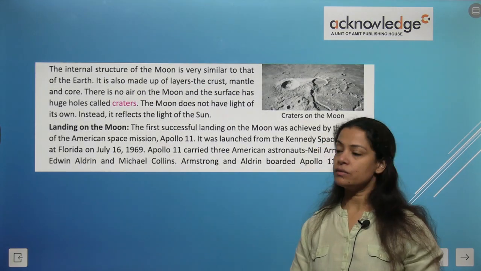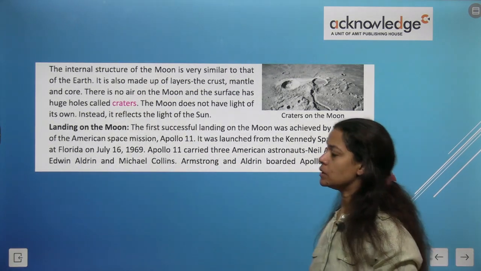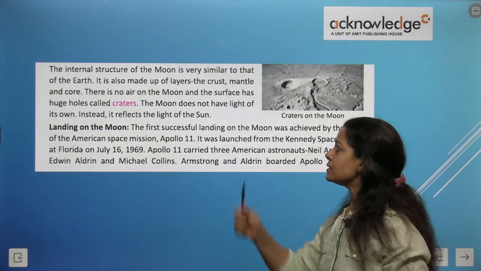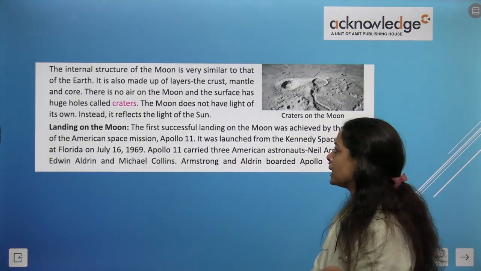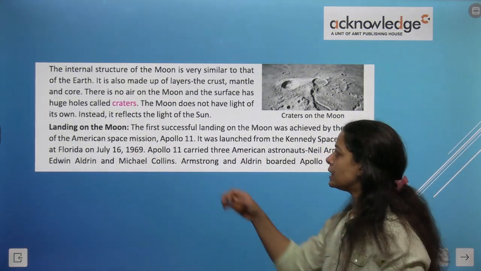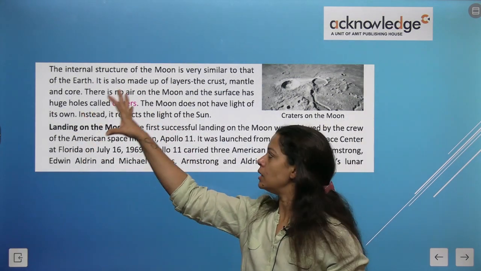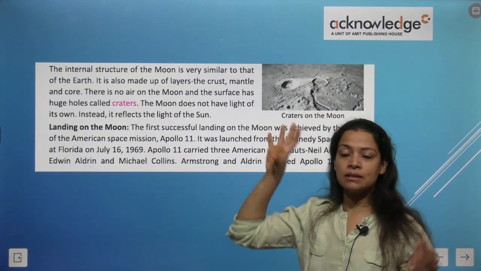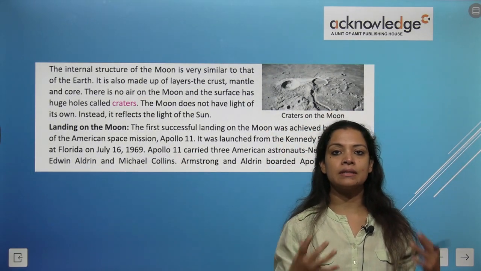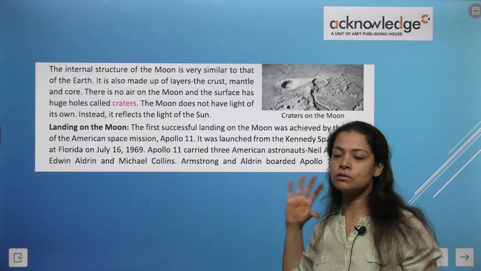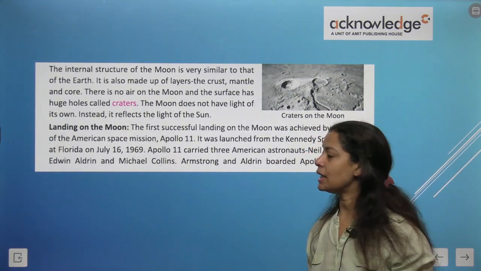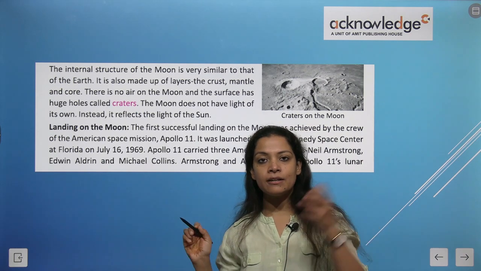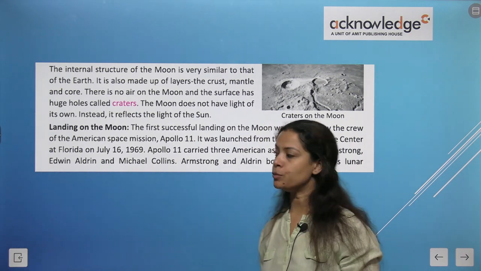The internal structure of the moon is very similar to that of the earth. It is also made up of layers like crust, mantle, core, and there is no air on the moon. There is no gas or air on the moon, and it has a lot of big holes which are called craters. Because of these craters, what we usually call spots on the moon are visible. The moon does not have a light of its own, but it uses the light of the sun. So when sunlight falls on it, it illuminates.